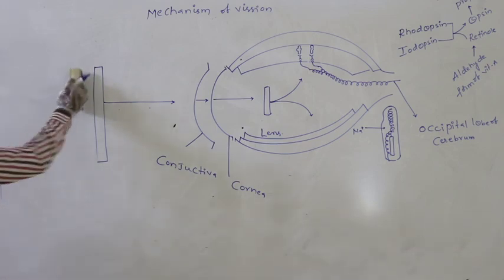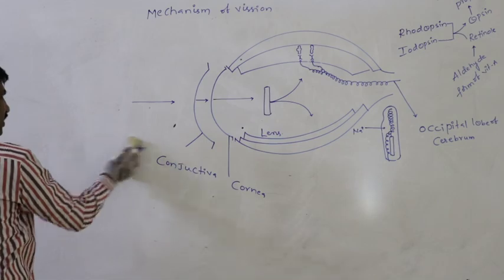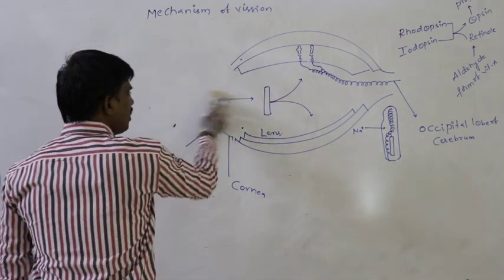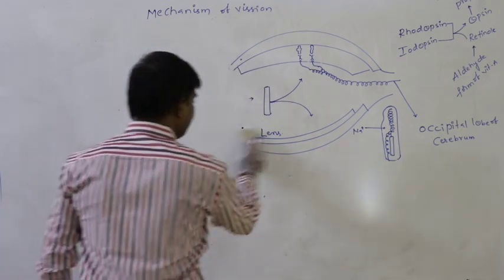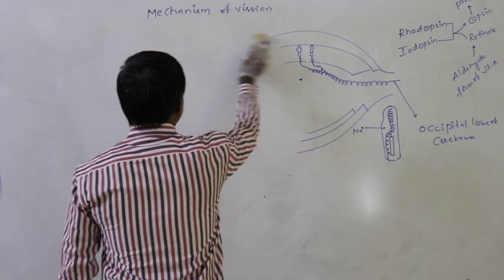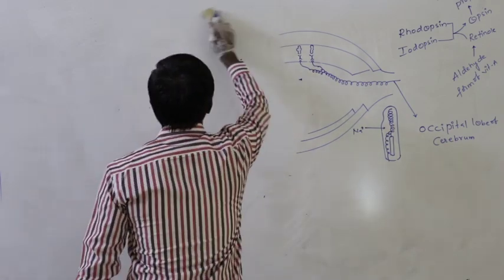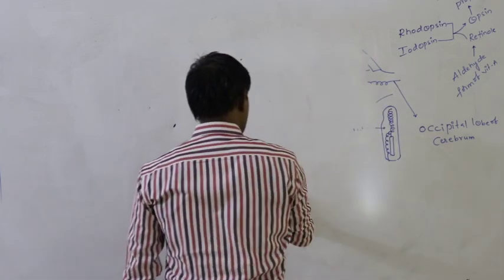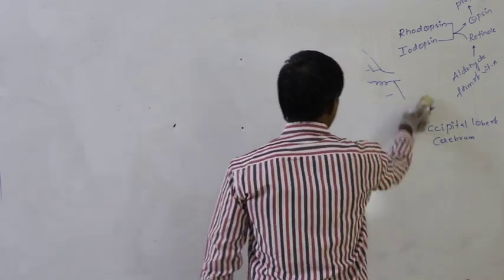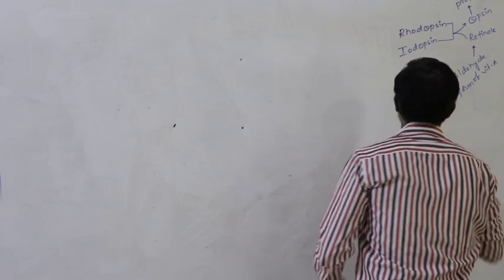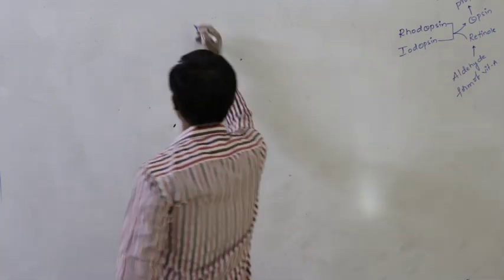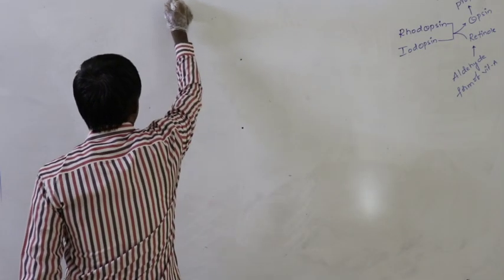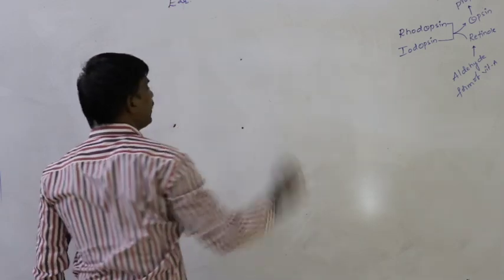Next part present, next sense organ which is present in our body is the ear. Next well organized sense organ which is present in the human body is said to be the ear. That is the ear.